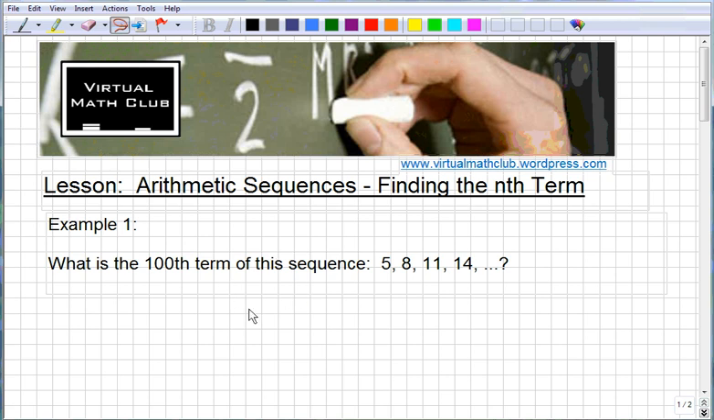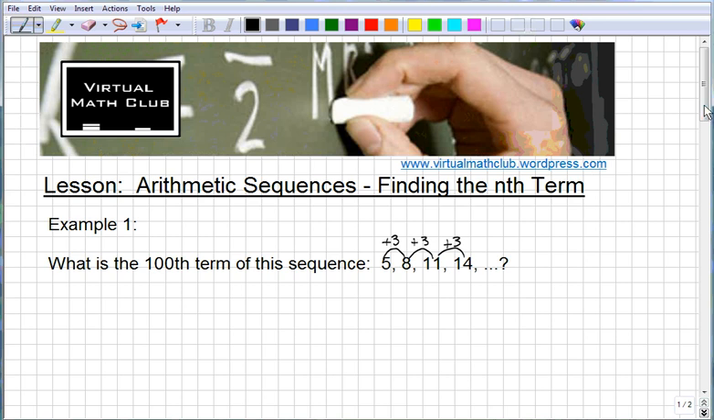Let's take a look at another kind of problem involving arithmetic sequences. In this problem, we're asked to find the 100th term of a list of numbers: 5, 8, 11, 14. And we know that this is an arithmetic sequence because the consecutive numbers are just 3 more than the previous number. So since we have a common difference between consecutive numbers, it's an arithmetic sequence. And we're asked to find the 100th term.